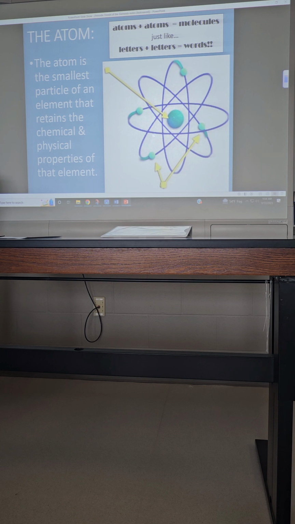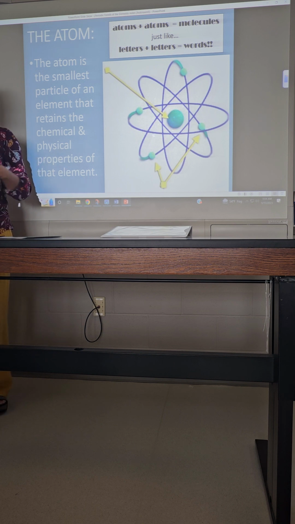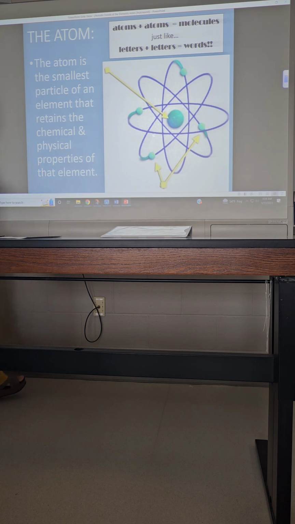Because the atom is the smallest part of an element that retains the chemical and physical characteristics or properties of that specific element. If you make a change to some of those properties, then you change the element that you're dealing with. And so that's going to be a big focus.